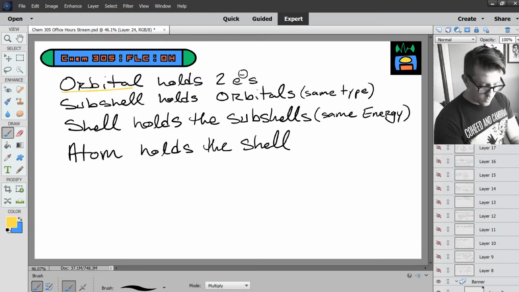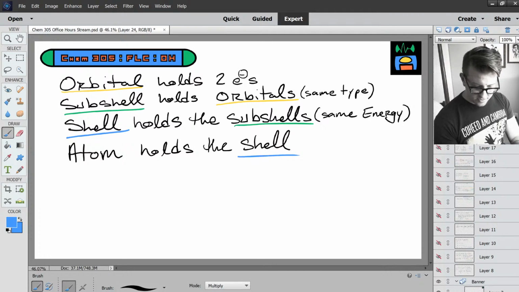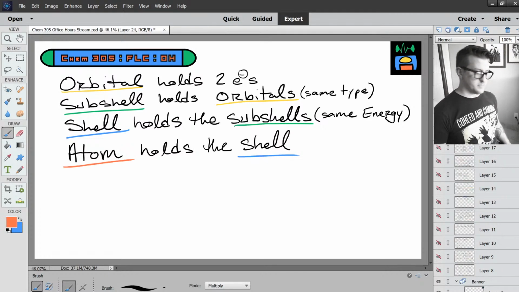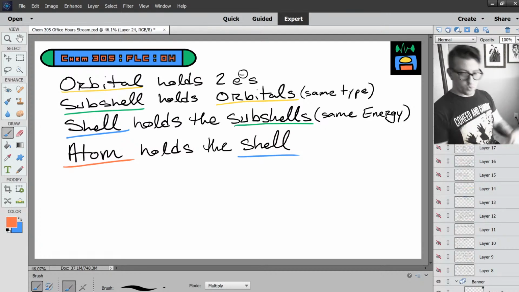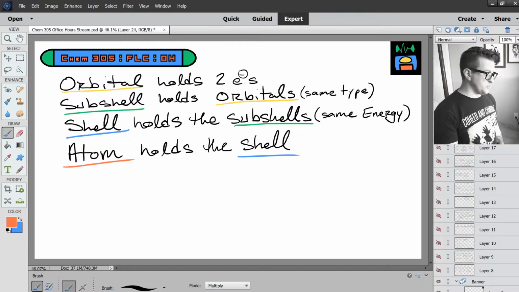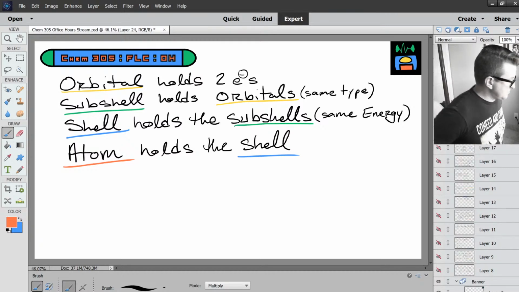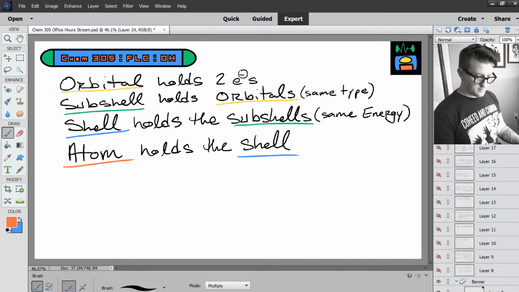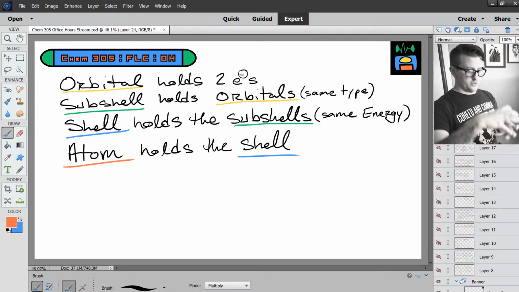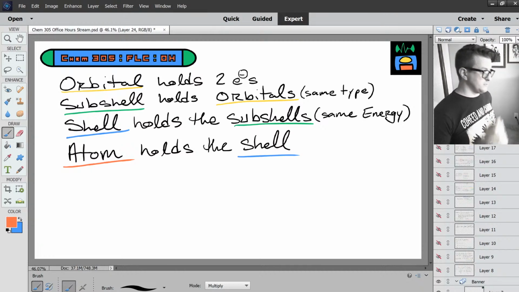All right, so you've got orbitals being held by subshells, subshells being held by shells, and then shells being held by atoms. That's kind of the descending order. Yeah, Jen, you got it. Totally. Shells are bigger than subshells, which are bigger than orbitals. And that's how you get from atom to electron. It's the Russian doll of atomic structure.